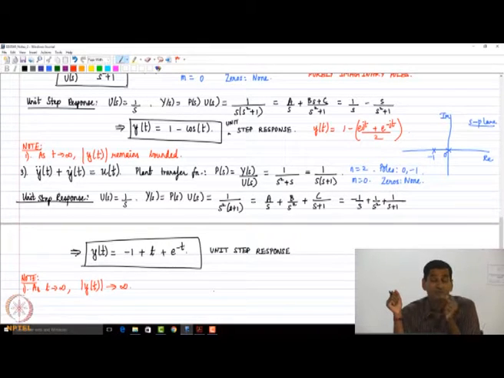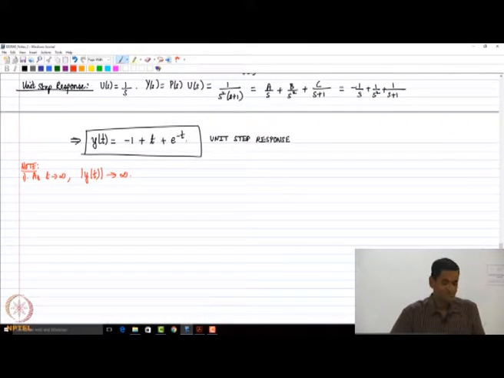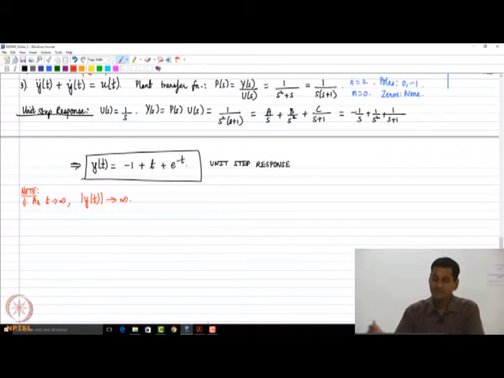Now the question is, would you call this unstable or something else? We'll see what that something else is in the afternoon, after doing a few more examples. So just hold on. There are some more examples that we need to do before we can generalize. I hope the flow is clear.